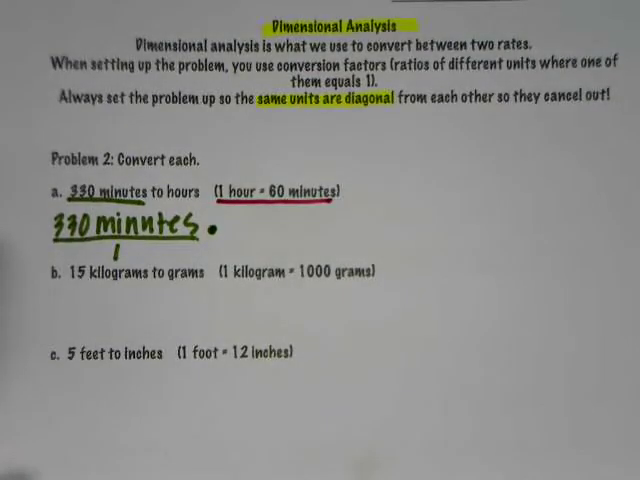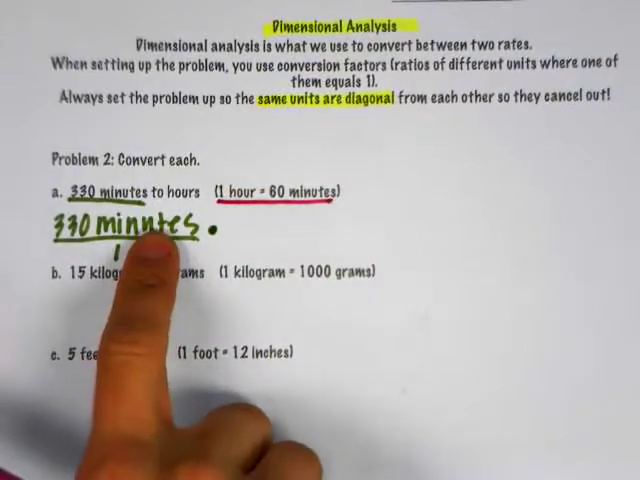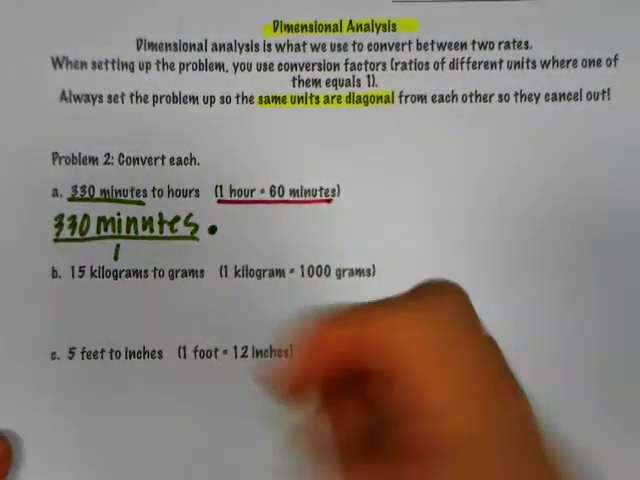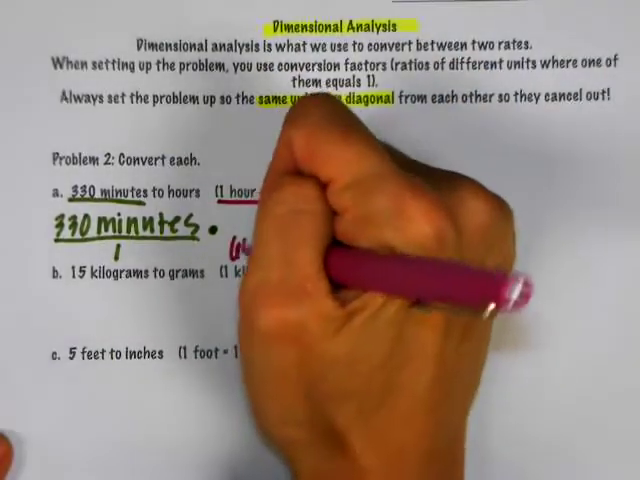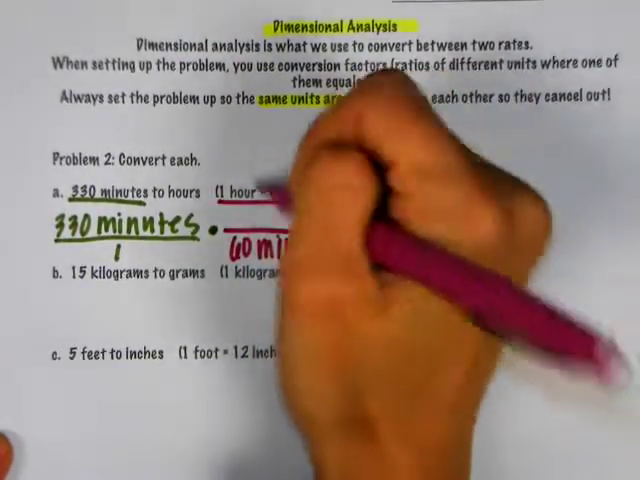But you have to make sure that the same units are diagonal. So if minutes is on the top of the fraction here, diagonal would be where? The top or the bottom? The bottom, okay? So you're going to put your 60 minutes on the bottom, and then your 1 hour on the top.